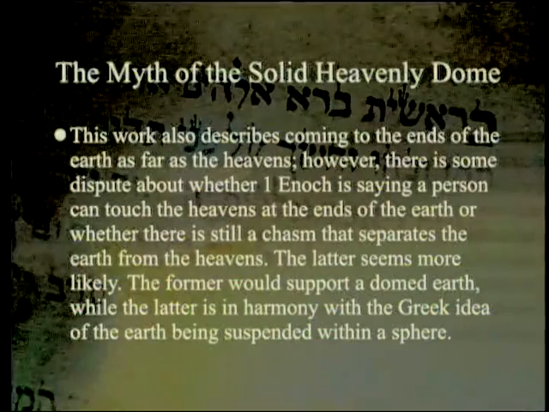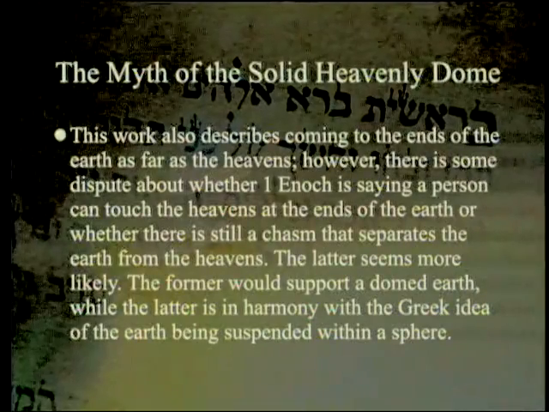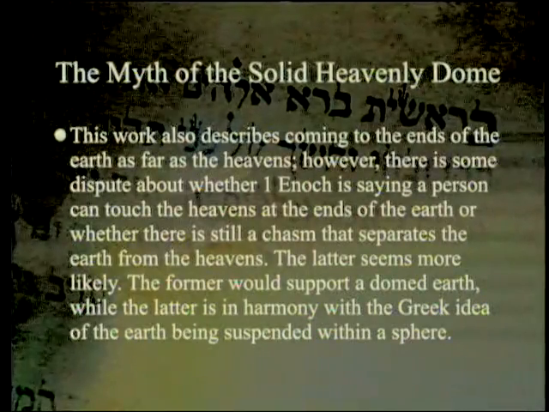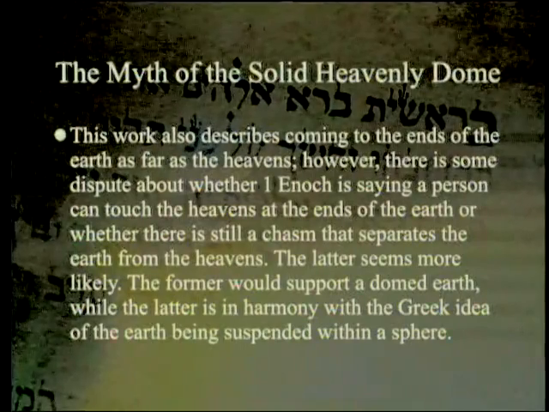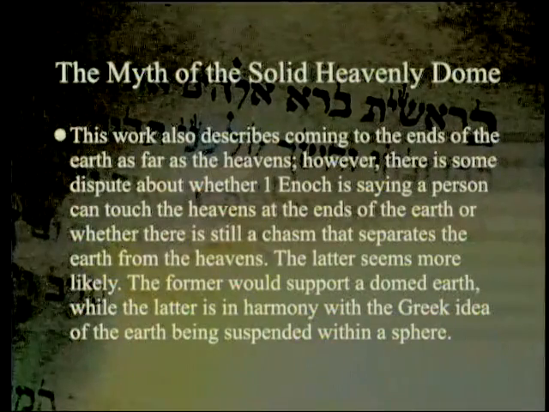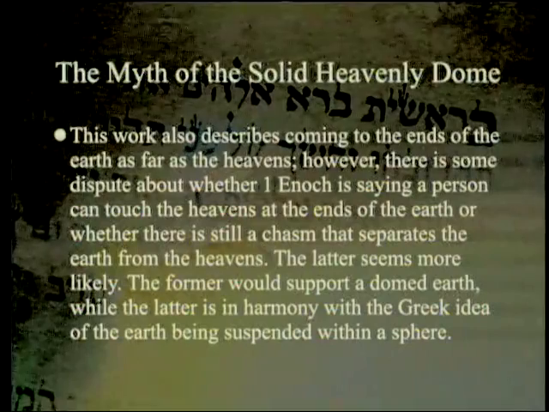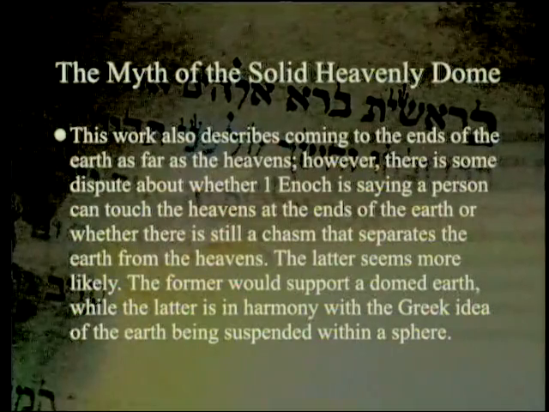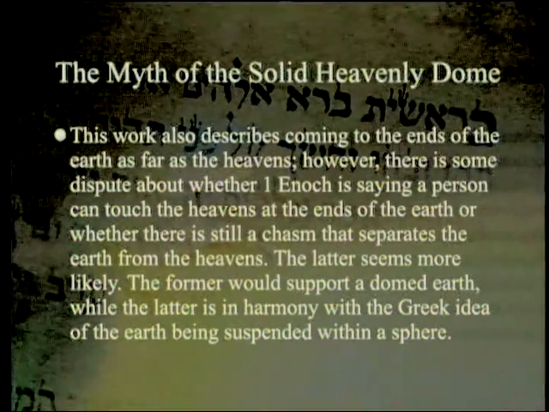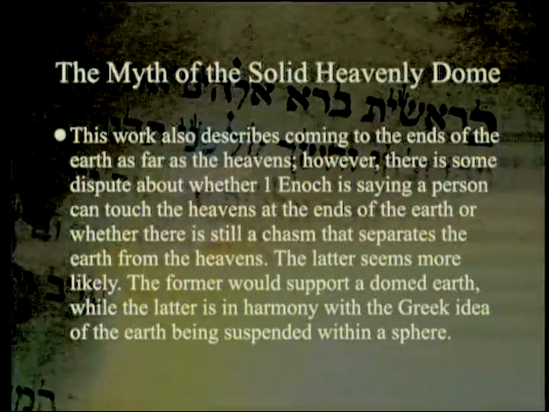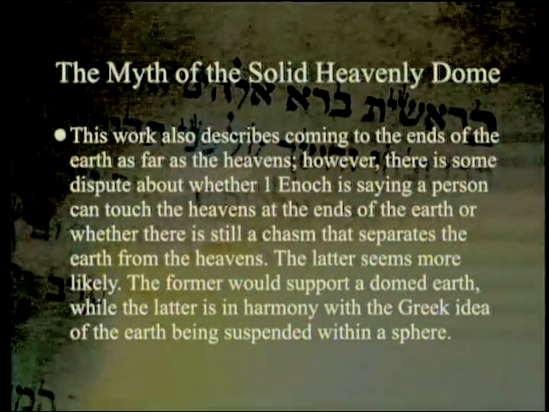However, there is some dispute about whether First Enoch is saying a person can touch the heavens at the end of the earth, or whether there is still a chasm that separates the earth from the heavens. The latter seems more likely. The former would support a domed earth, while the latter is in harmony with the Greek idea of the earth being suspended within a sphere.